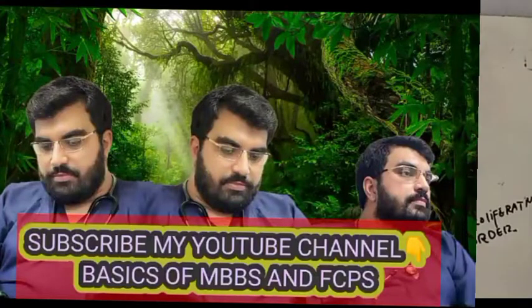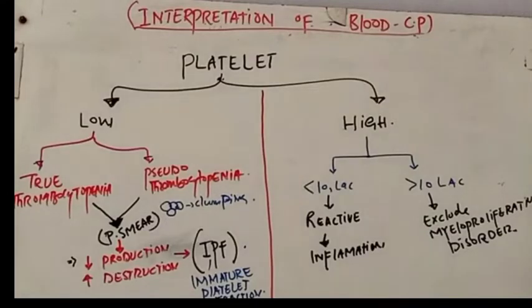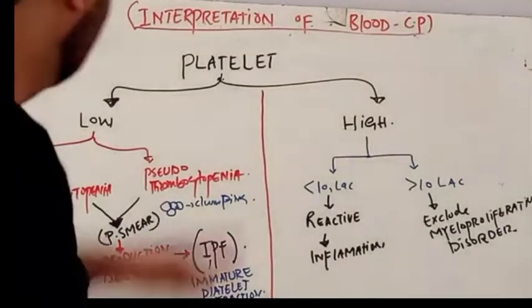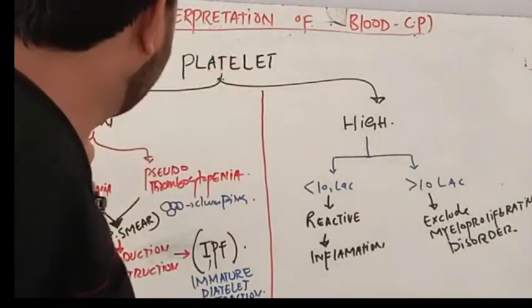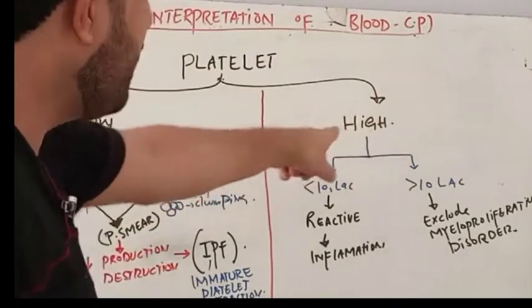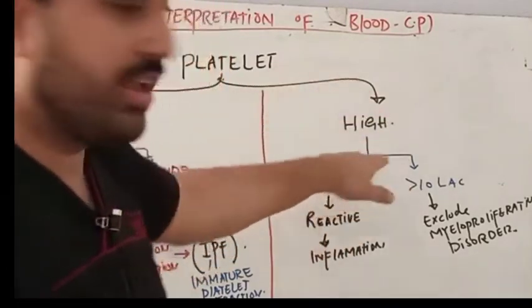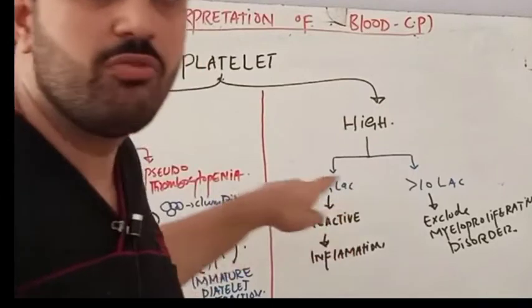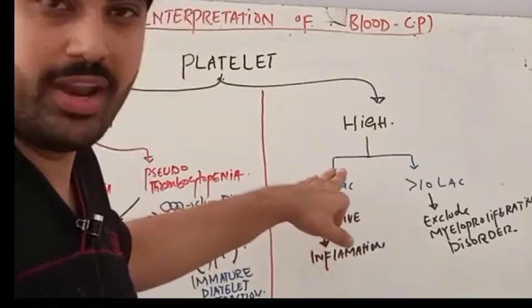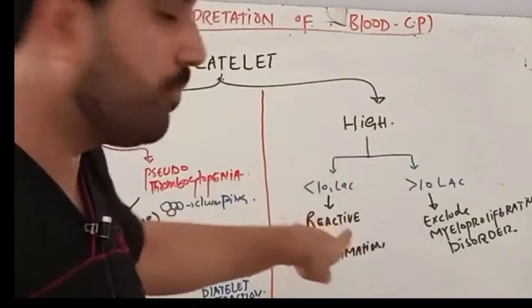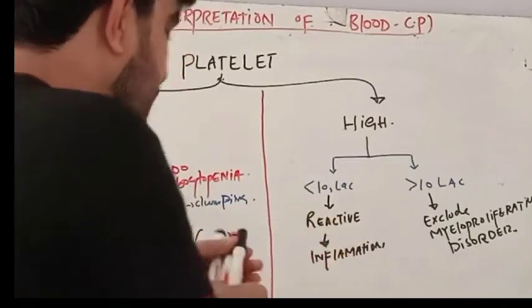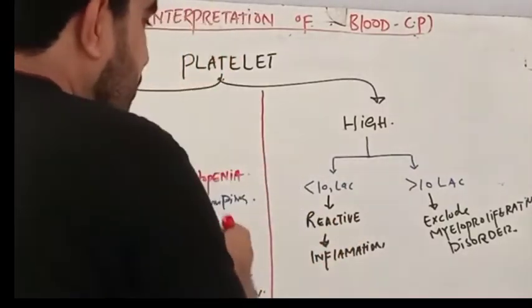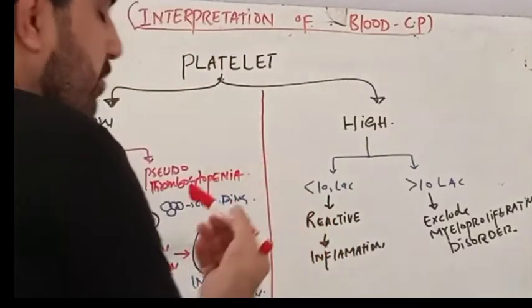Now, coming towards the platelets in the blood CP, if the platelet is low or high. If it is high, then the upper limit is 10 lakh. If there is more than 4,50,000 or 4 lakh to 10 lakh, this is reactive. Reactive means there is inflammation or infection.